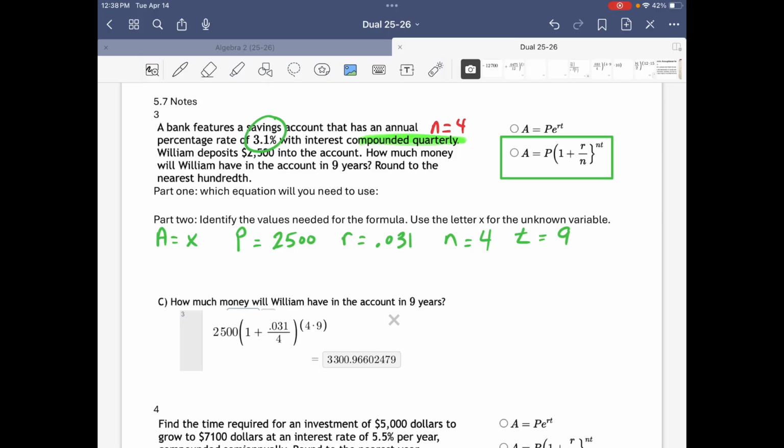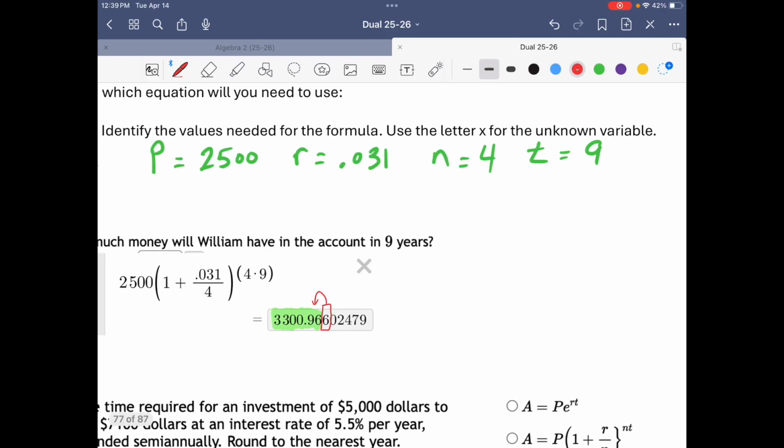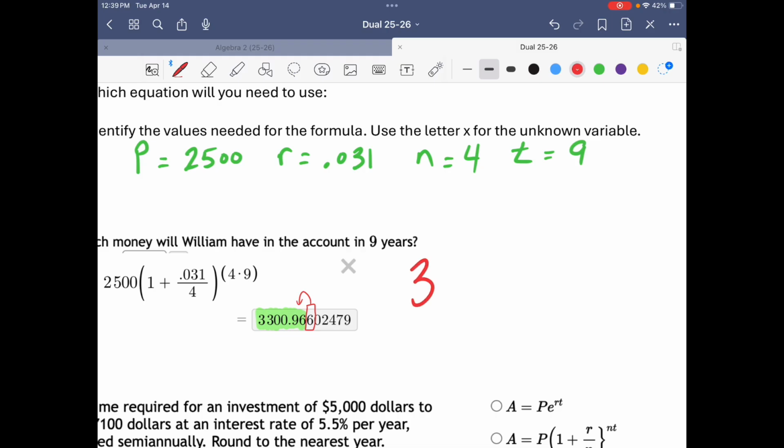And that's what I have right now. Again, it doesn't hurt for you to check my work. The third one is a 6, so yes, that has to go from 96 to 97. So $3,300.97.